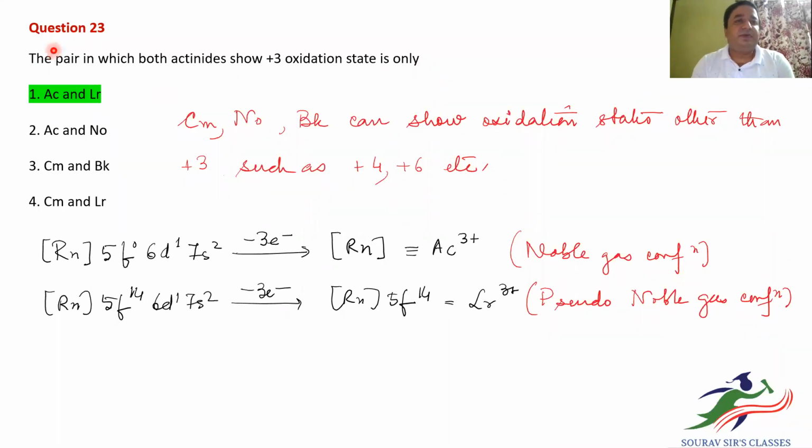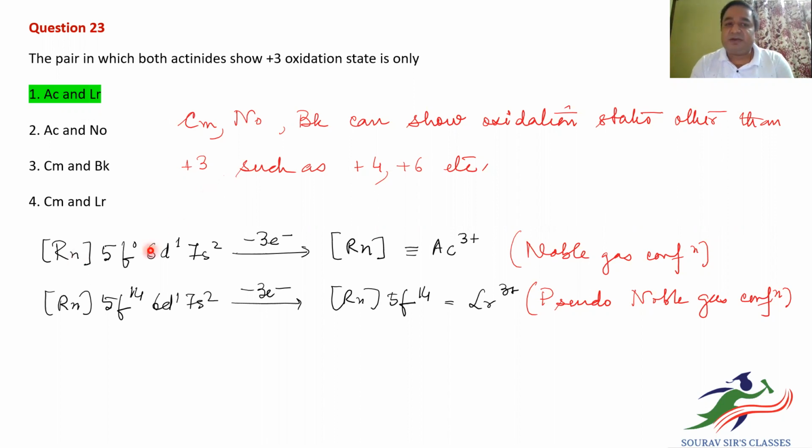Hello. In question number 23, it has been asked: the pair in which both the actinides show +3 oxidation state only. Here, we need to say that Cm, No, and Bk, berkelium, can show oxidation states other than +3, such as +4 and +6, including +3. But actinium and Lr only show the +3 oxidation state.